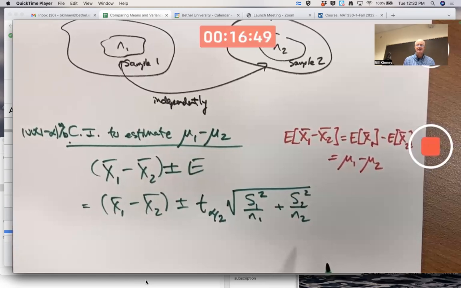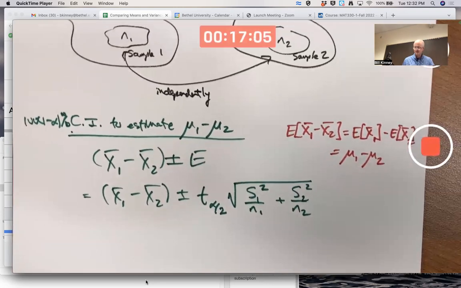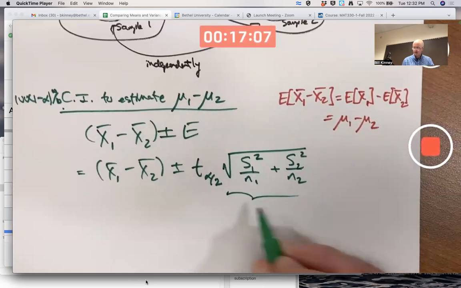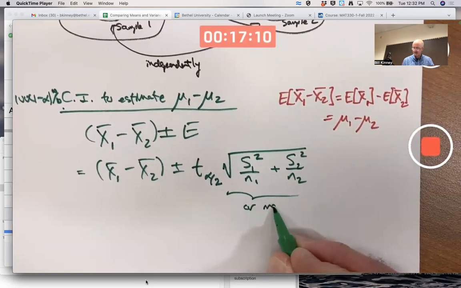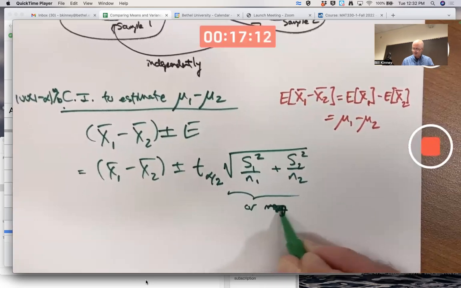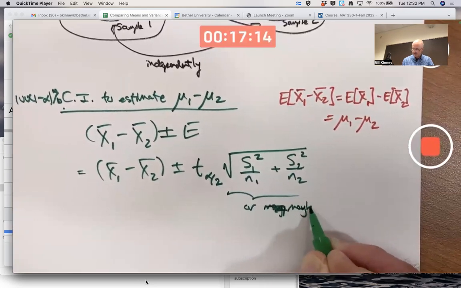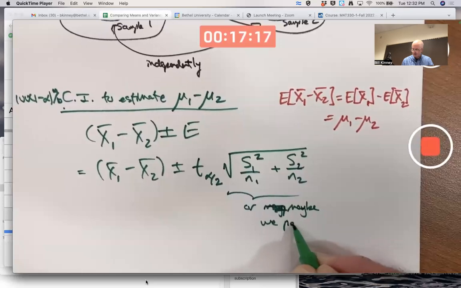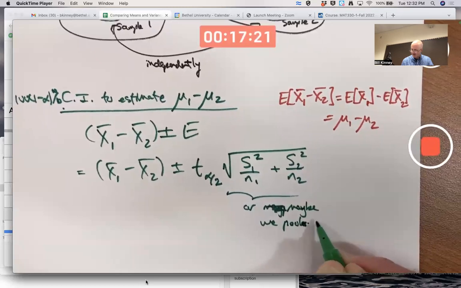Sometimes instead, we do it kind of like we did with proportions. We did the pooled proportion in chapter 9. Sometimes we pool variances. But how do you know when to pool the variances or not? I'll come back to that. For the moment, I'll say, or maybe we pool the variances.